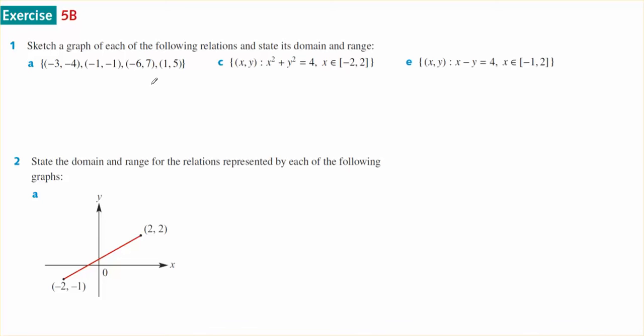This is for year-level methods. It comes out of chapter 5, 5b questions 1 and 2. Sketch each of the following relations and state its domain and its range. Okay, so I can sketch this relation.